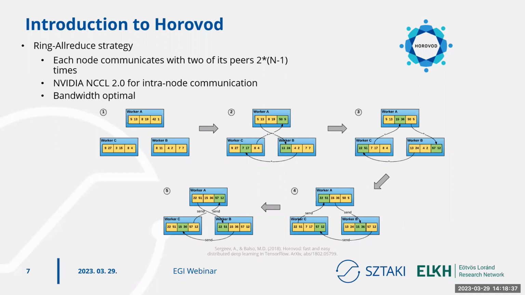Now, it is important that this solution is bandwidth optimal, which is very beneficial for us since we have talked about before that the network bandwidth is very often a bottleneck in distributed deep learning. And so this ring-like communication happens periodically during the Horovod training process, depending on a number of parameters.